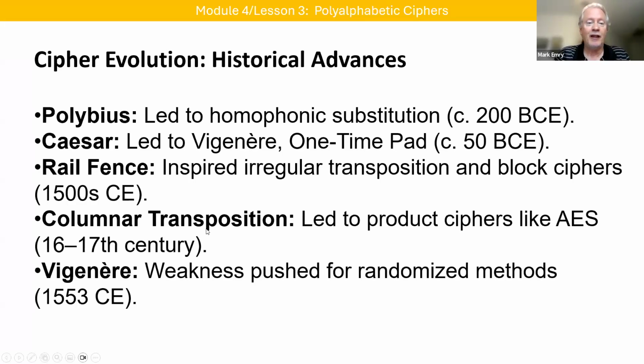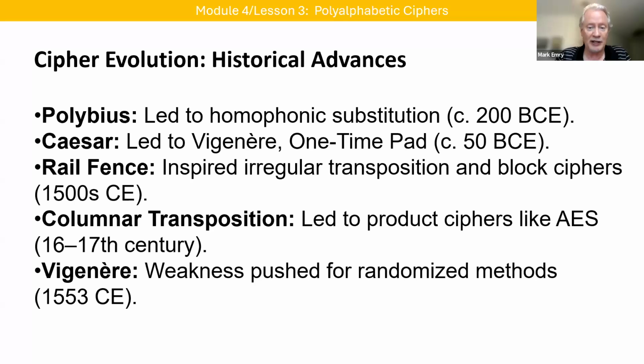Okay. These methods of attacking ciphers is what has led to further development of them. So for example, polyalphabetic ciphers' susceptibility to frequency analysis encouraged homophonic substitution and fractionation techniques. The Caesar cipher's vulnerability to brute force and frequency analysis led to Vigenère and eventually to the one-time pad. Rail fence's flaws inspired the development of irregular transposition schemes and block ciphers.